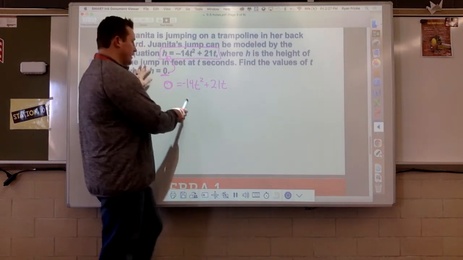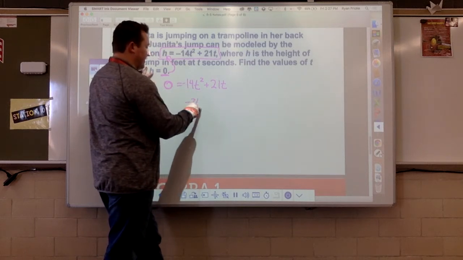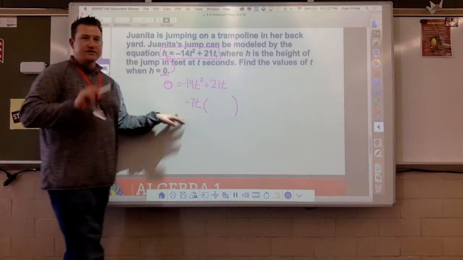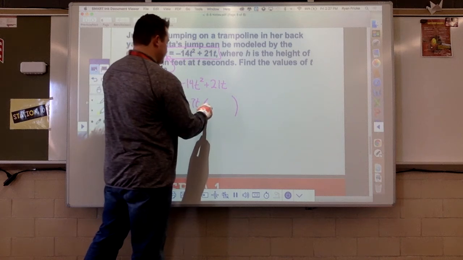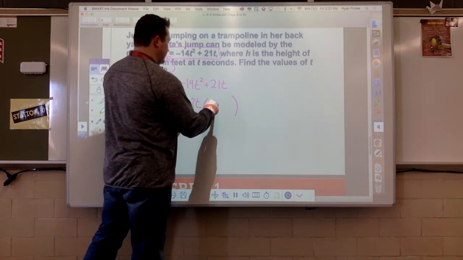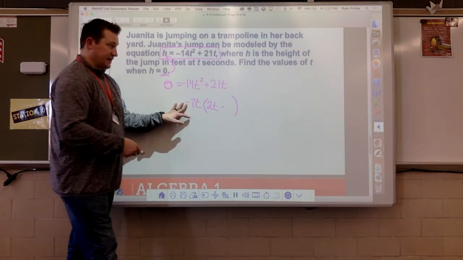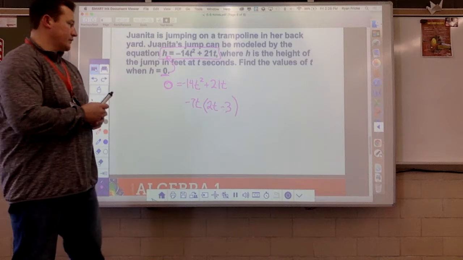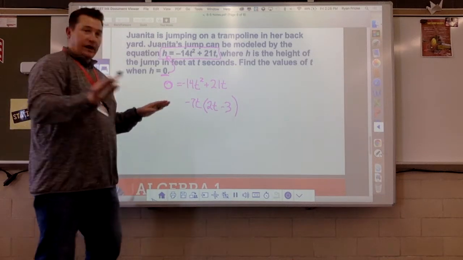Greatest common factor. So biggest number, I'll go with negative 7. Biggest variable, t. Okay? Yes, you could have chosen 7t. That would have been just fine. Okay, so this will turn into what? 2t minus, any takers? 3. All right, great. Again, you guys, we're good here.